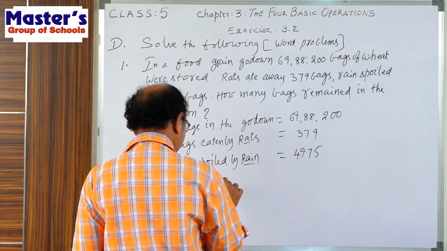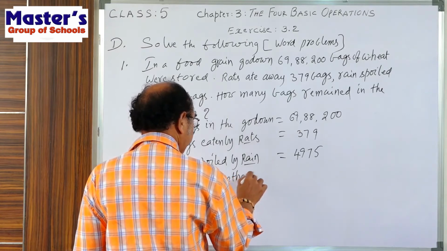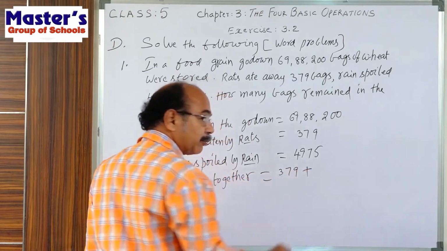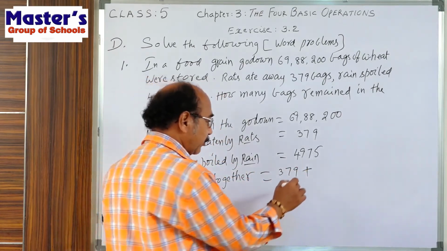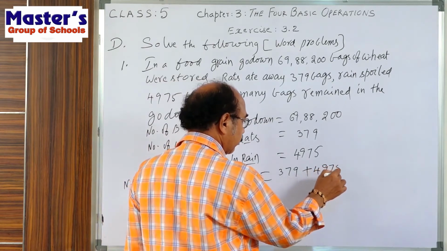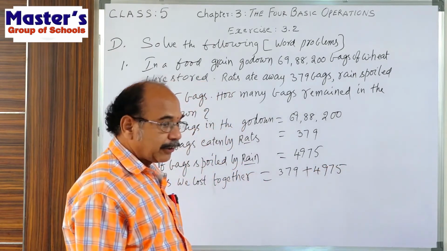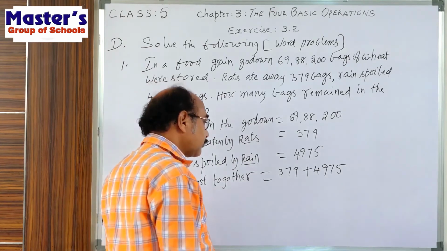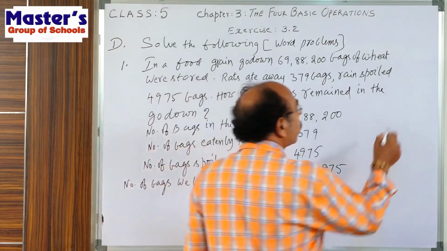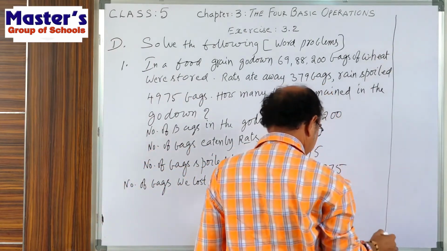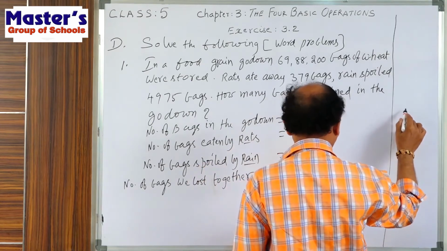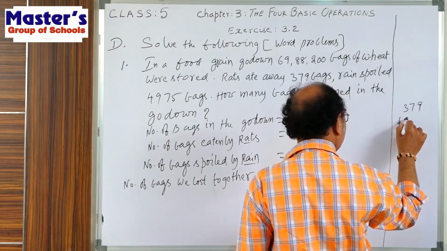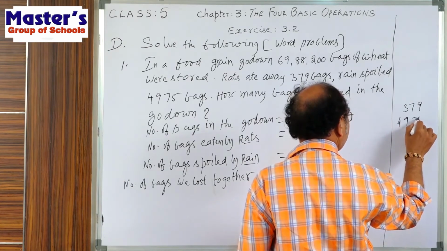Here we write: add these two, 379 plus 4,975. 379 plus 4,975. Add. Take the margin work here and add 4,975.